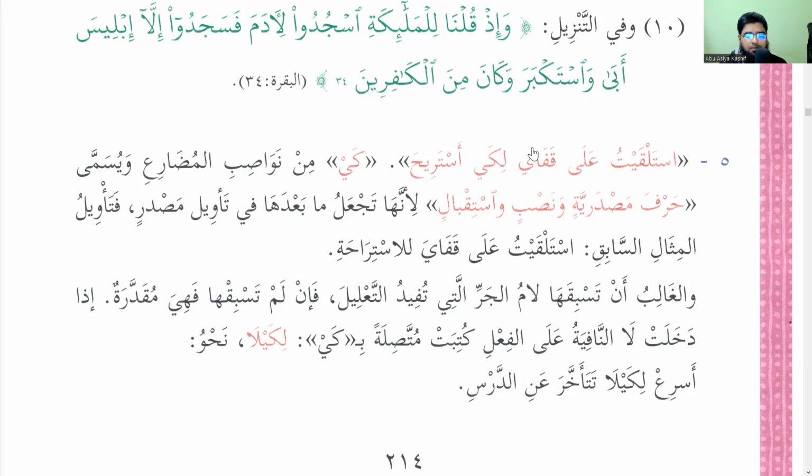So we learned 4 of them. Actually, we learned 2 of them. What did we learn? We learned an, and we learned lan, correct? And today we'll learn about kai, and the one more is idan. An, lan, kai, idan. We learned 2 of them.